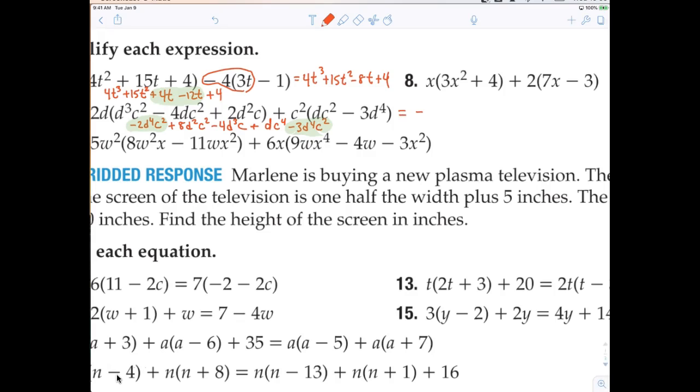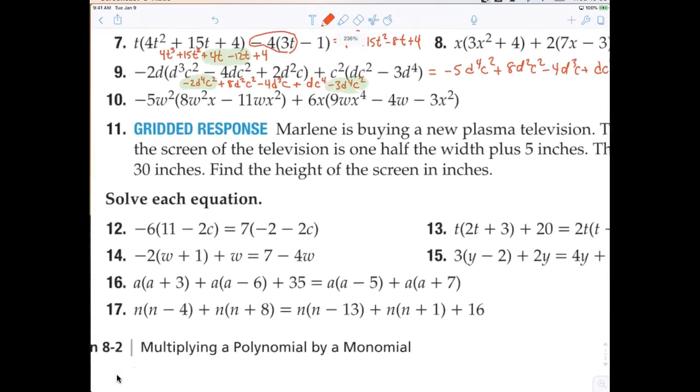Negative 5d to the fourth c squared plus 8d squared c squared minus 4d cubed c plus dc to the fourth. Is everybody agreeing with that? Anybody have any issues? In order to combine terms, they have to be exactly the same.